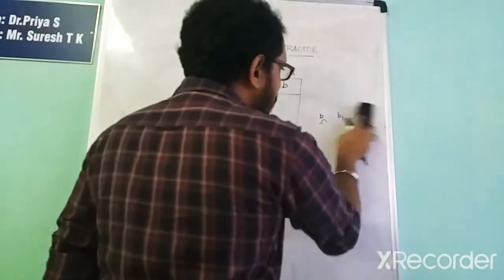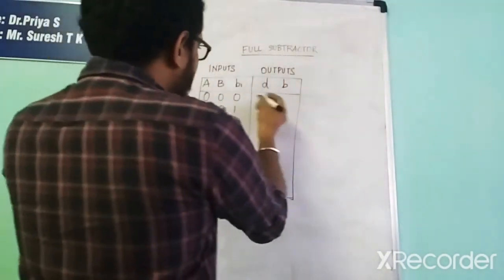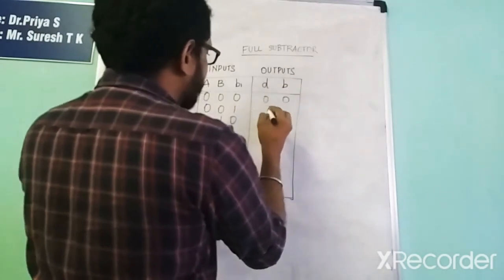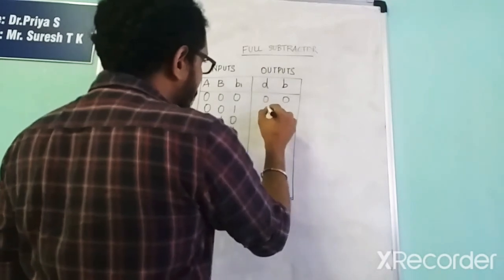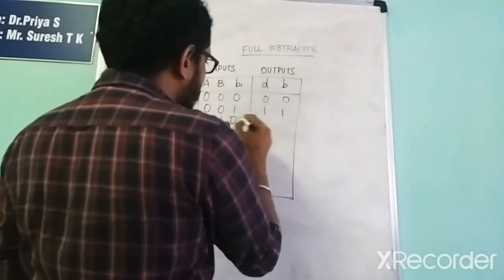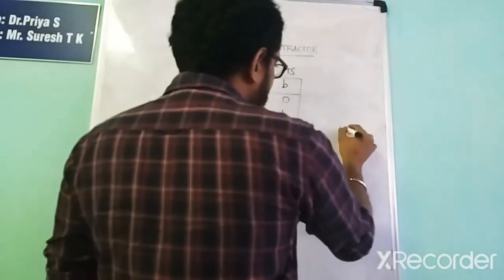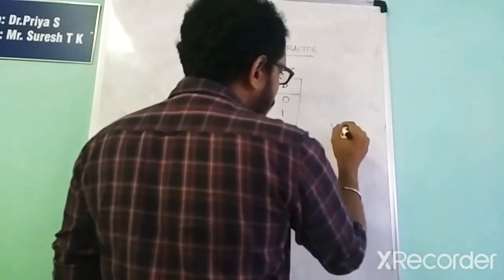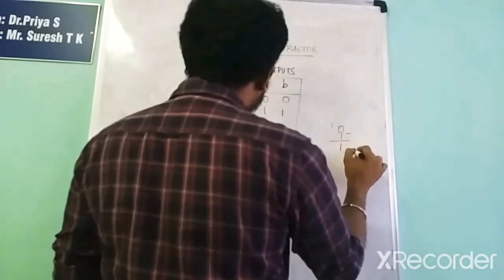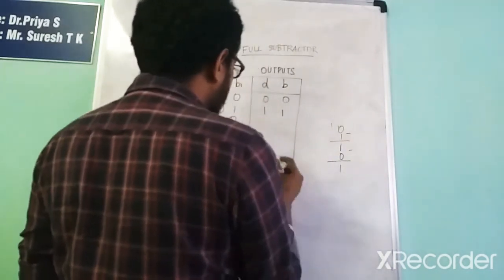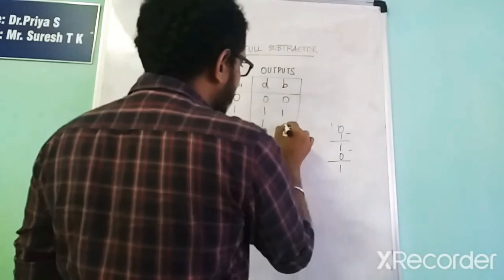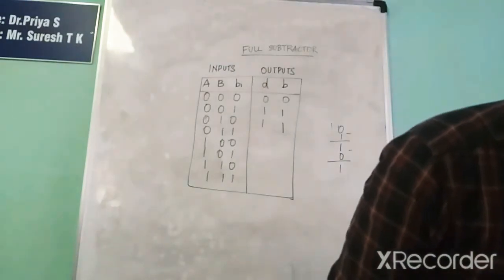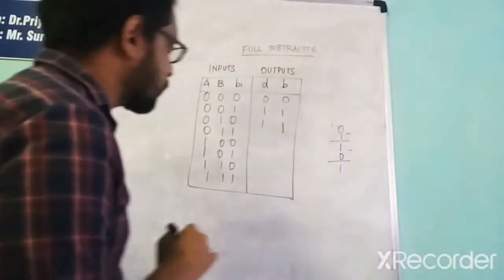Now about the operation, 0 minus 0 minus 0 is 0, 0. 0 minus 0 minus 1 means 0 minus 1 is 1, 1. 1 minus 0 minus 1 is again 0 minus 1, so we have a borrow, it becomes 11 minus 1, that is difference is 1 and borrow is 1. Let me check. Yes, difference is 1 and borrow is 1.